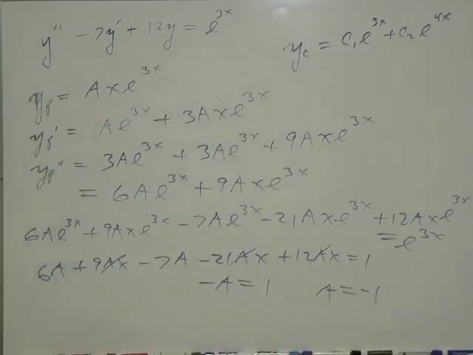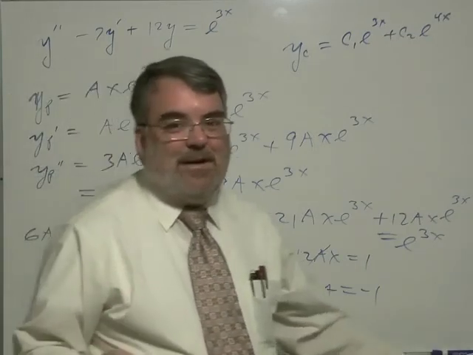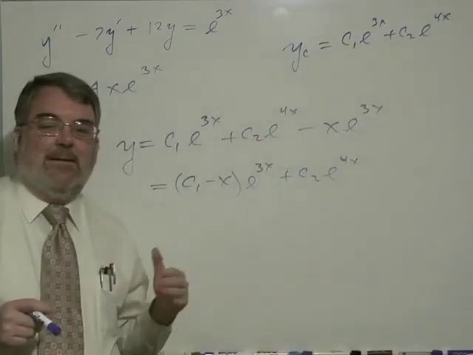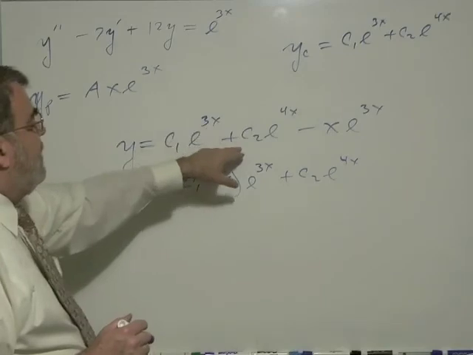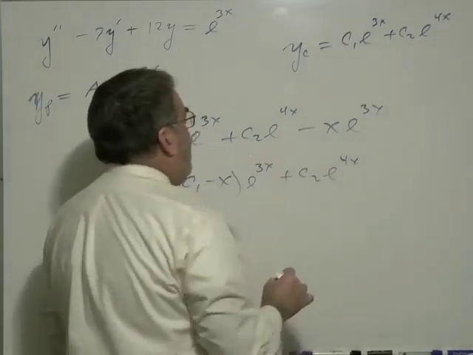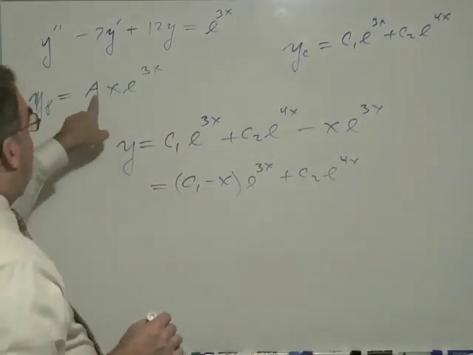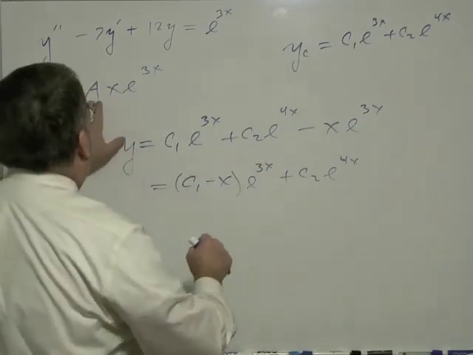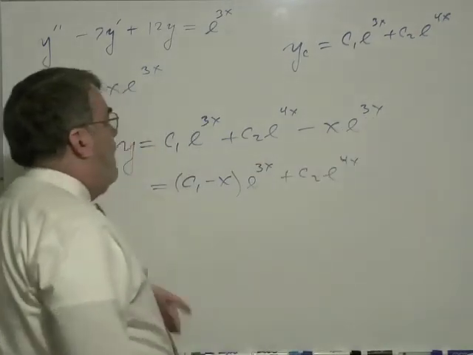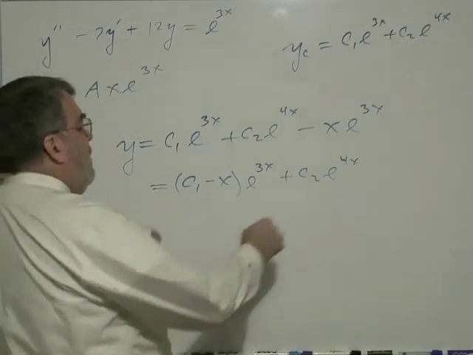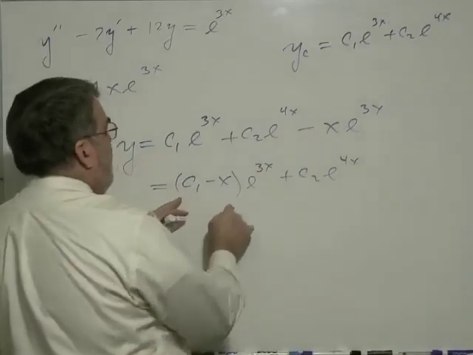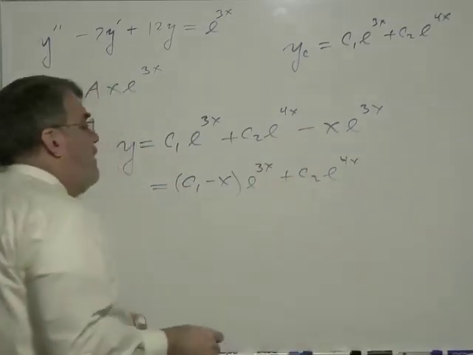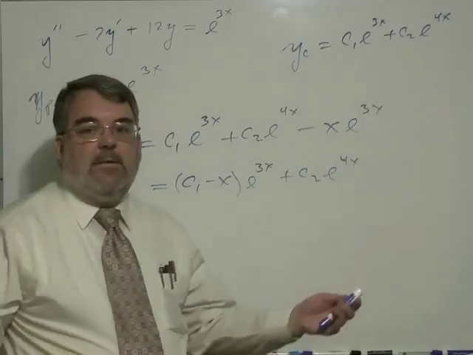So I can put a negative 1 here, and now we can write out the general solution, which I'll do next. So our general solution is going to be this. y is equal to c1 e to the 3x plus c2 e to the 4x, the complementary solution. a was negative 1, so the particular solution will be minus x e to the 3x. And as a finesse, we could combine the e to the 3x terms: (c1 minus x) e to the 3x plus c2 e to the 4x. And now we're done.